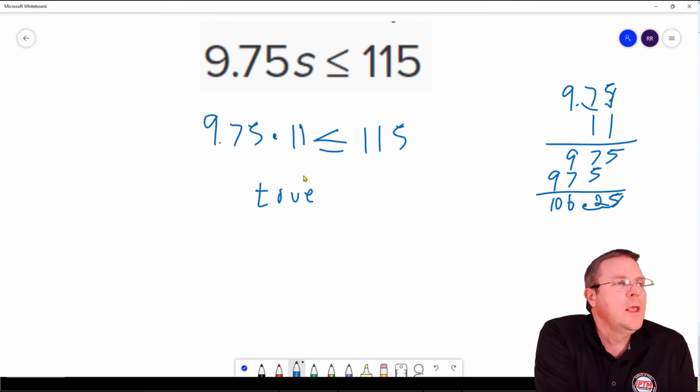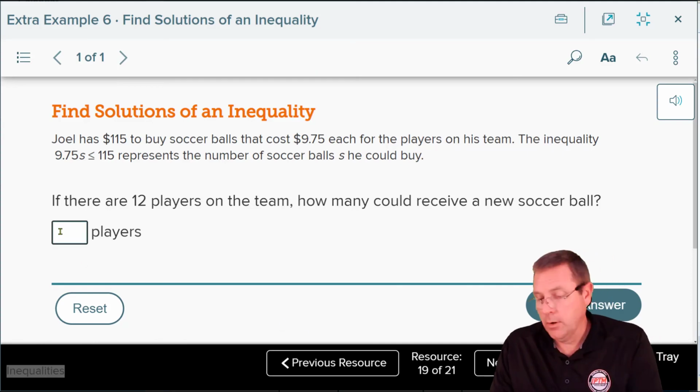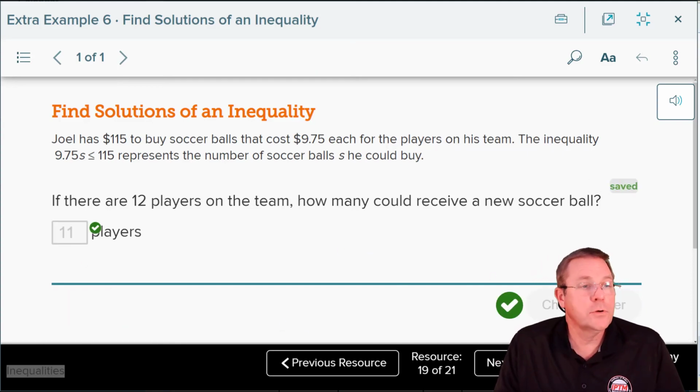11 does work. Would 12 work? Well, if you take a look at that, just think about it. To go from $106 to $115, that's a $9 difference. $9 is not going to be quite enough to cover a $9.75 ball. And it's actually not even going to be $9. It would be $8.75 is what they'd have left between it. So nope, 12 won't work. That means that only 11 players on the team are going to get a ball. One person, they're just going to be sad.